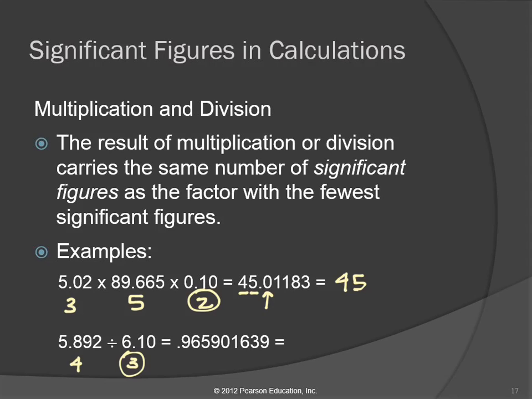3. So that means that our answer is going to have 3 significant figures. So we're going to keep this 9 and the 6 and the 5. 3 of them. And we look at the first one that we're getting rid of. It's a 9. That means we need to round this up. So this 5 is going to become a 6. And I'm going to record this as 0.966 with 3 significant figures.